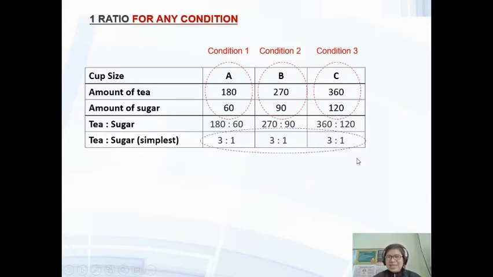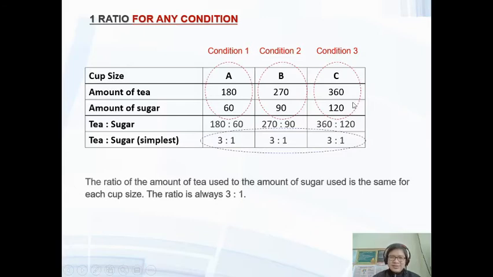Okay, this is what we call comparing ratio. This is what we call fixed ratio: one ratio for more than one condition. The 3 to 1, we apply it in condition number 1, in condition number 2, in condition number 3. One ratio, more than one condition. The ratio of the amount of tea used to the amount of sugar used is the same for each cup size. The ratio is always 3 to 1.